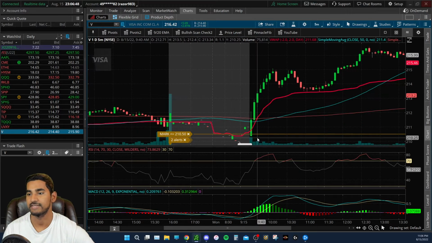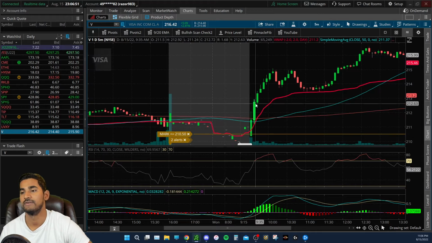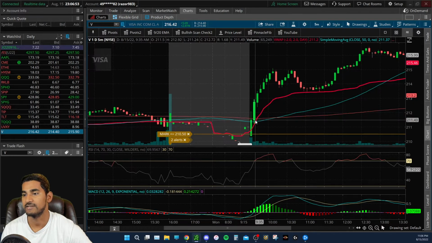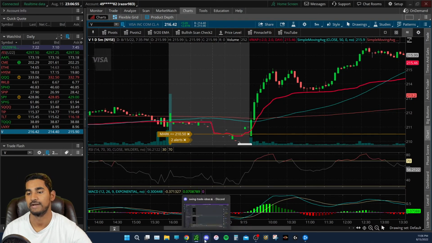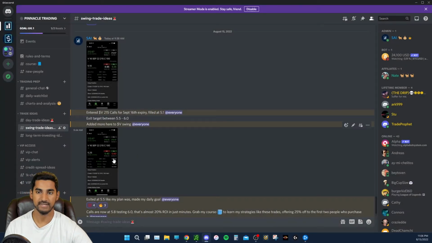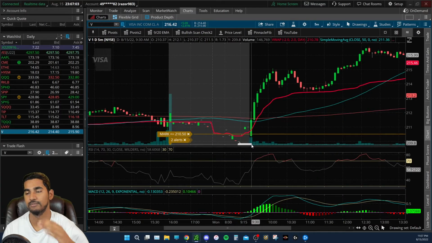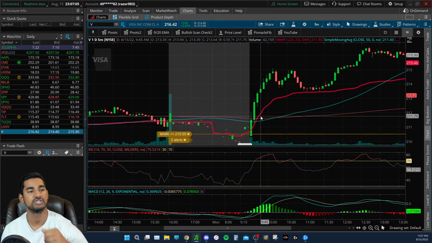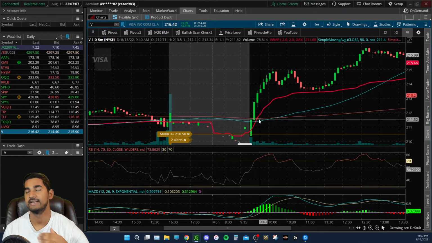When we take a look at this one, when it broke over 212, it pulled back again on this candle, and that's where I entered. I placed the order at 5.1 and I got filled. Next, it started to move up a little bit, and I like to add on positions as it's going up because it's showing positive movement and confirming that it's going up.